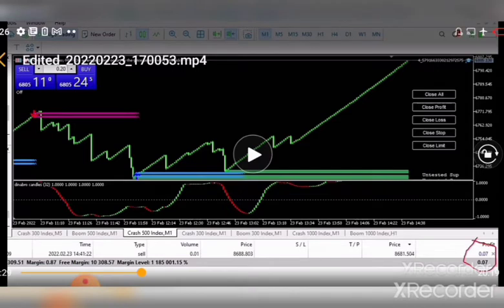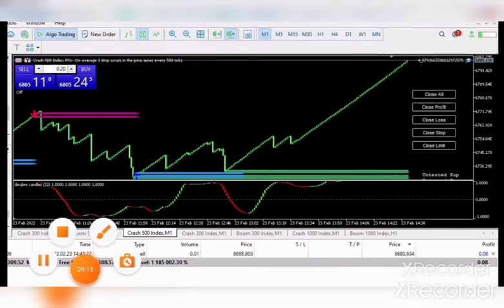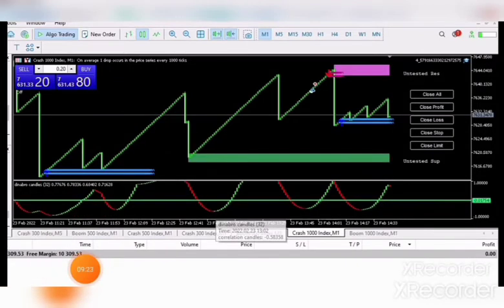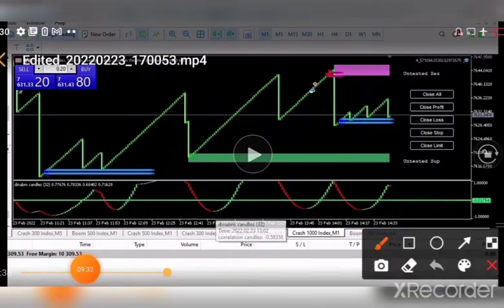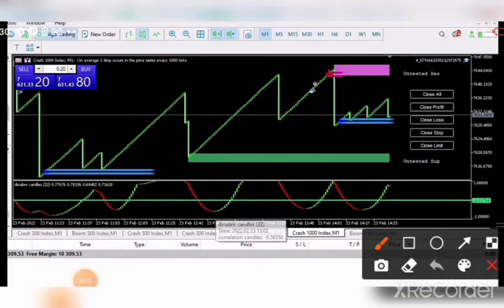So while we continue here, let me show you something. This is Crash 1000. Look at what is happening here. This is the major indicator here. Look at what we have here.